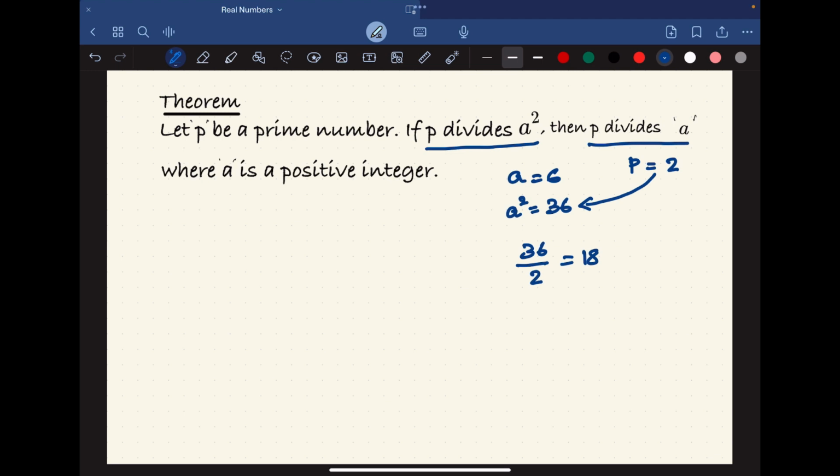That means a is 6, and 6 by 2 is equal to 3. This is what the theorem says: if p can divide a square, then p can also divide a. This is the theorem. So let's see how we can apply this theorem in solving problems in this chapter.